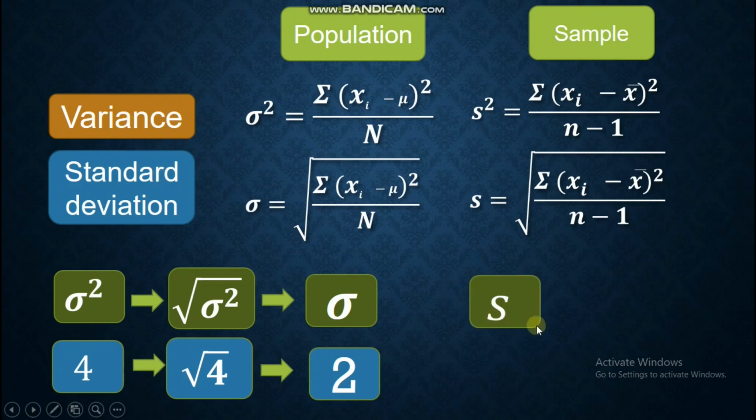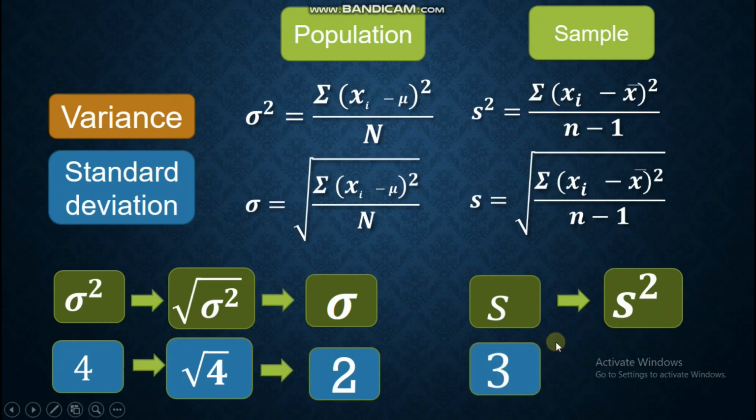Now, given the standard deviation, when you square a standard deviation, you will have the variance. For example, if you have 3 as your standard deviation, and you square it, you will have 9. Thus, 9 is your variance. So that is the relationship between the two. When you square root a variance, that is the standard deviation. And when you square a standard deviation, that is the variance.